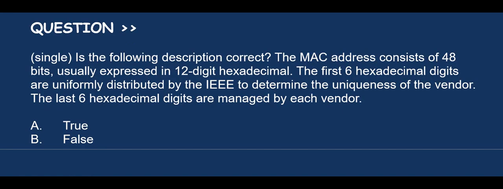The next question is, is the following description correct? The MAC address consists of 48 bits, usually expressed in 12 hexadecimal digits. The first 6 hexadecimal digits are uniformly distributed by the IEEE to determine the uniqueness of the vendor. The last 6 hexadecimal digits are managed by each vendor. Option A, true. Option B, false. The correct answer is option A.